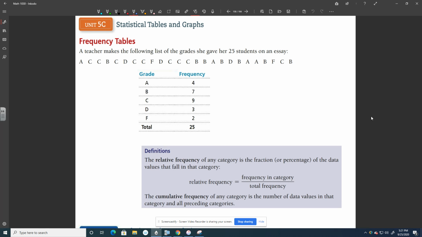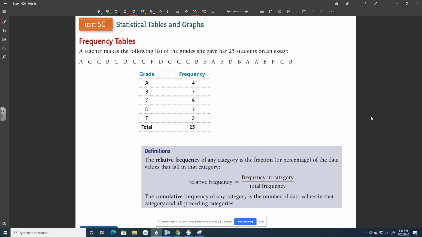But the first type of table that is used in statistics is a frequency table. So right here, we've got some information. It says that a teacher makes the following list of the grades that she gave her 25 students on an essay. And then it gives us a list of what those grades were. So A, C, C, B, C, D, C, C, F, D, and all these different grades, right?